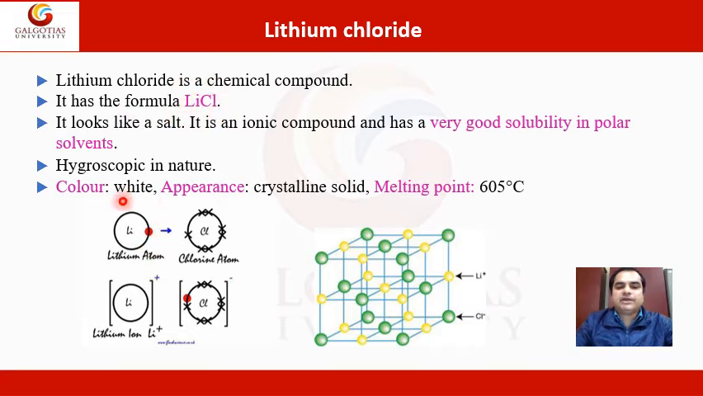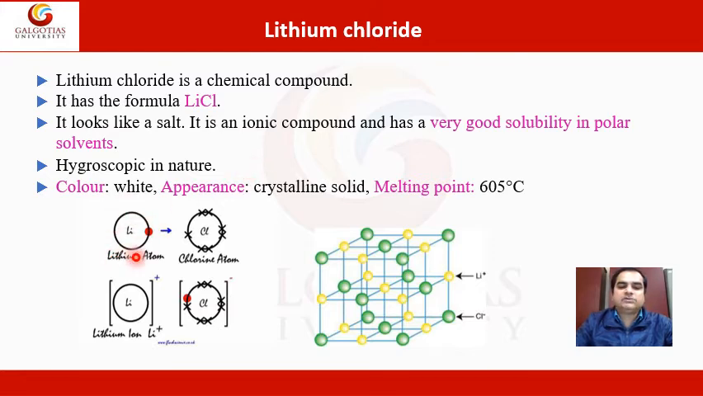As we can see, lithium has the configuration 1s² 2s¹. The red spot represents the electron present in the s orbital, while in the case of Cl we have 7 electrons in the valence shell. That is why one electron from Cl and one electron from lithium overlap with each other, forming the LiCl compound. It looks like a salt because it is ionic in nature.